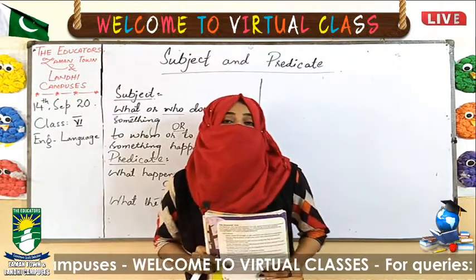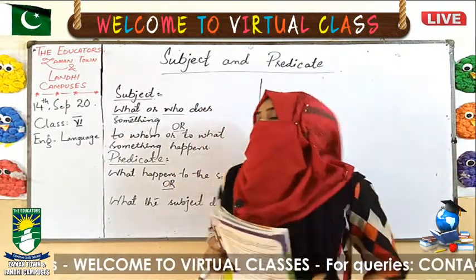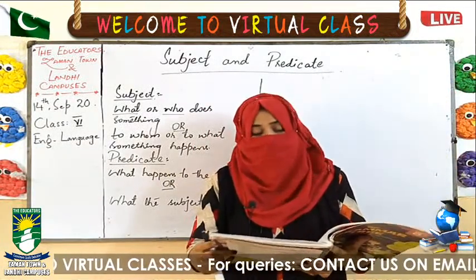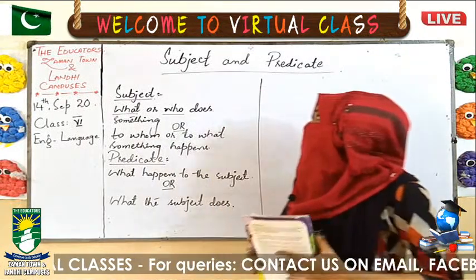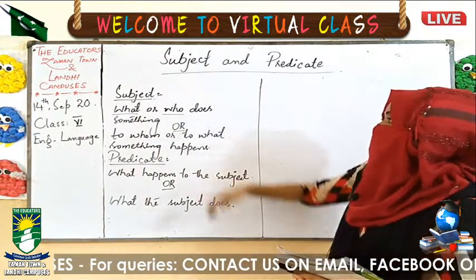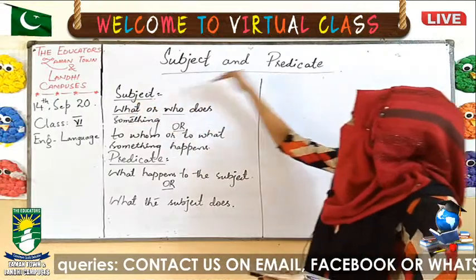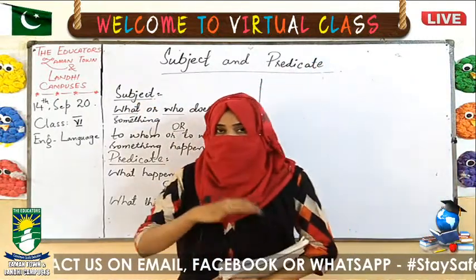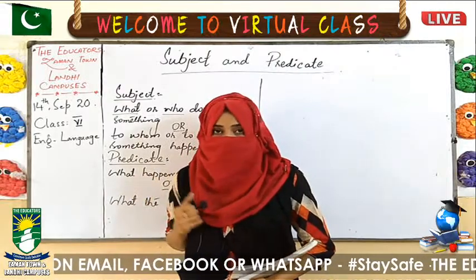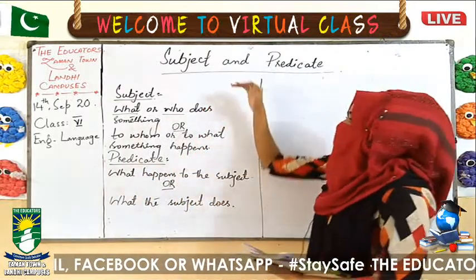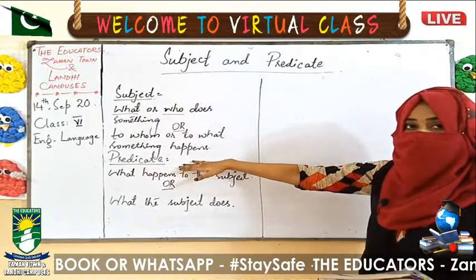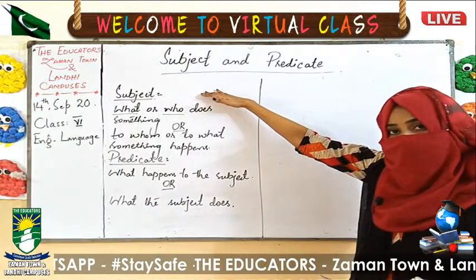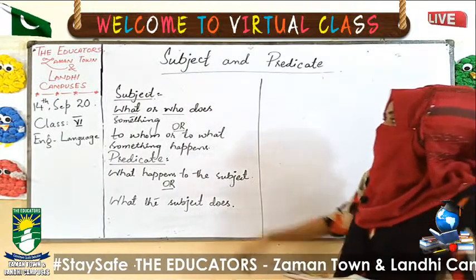And the topic which we are going to have is quite easy. It is subject and predicate, on page number 69. Before moving towards the book, just have a look here. What is subject and what is predicate? In a sentence we have different things like subject, verb, object and the rest. But here we are going to move towards a new thing, the predicate. You have learned subject in your previous classes, but let's have a look again.